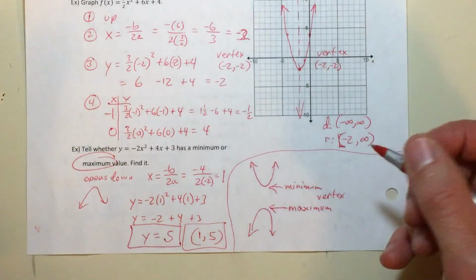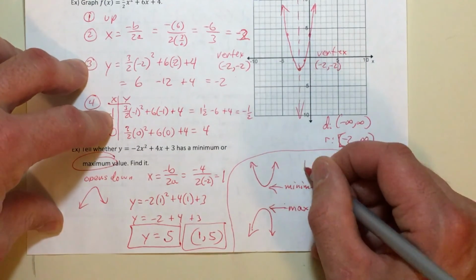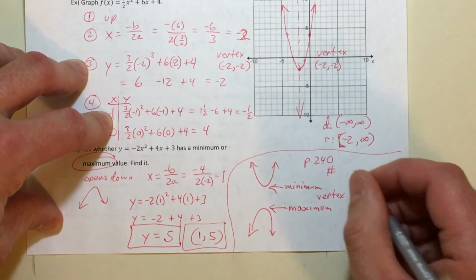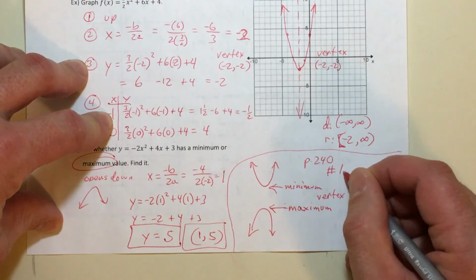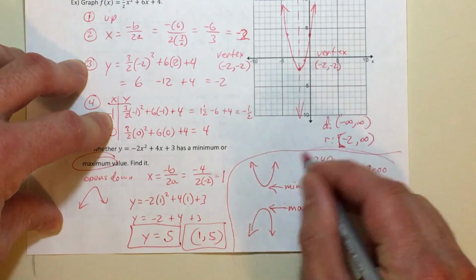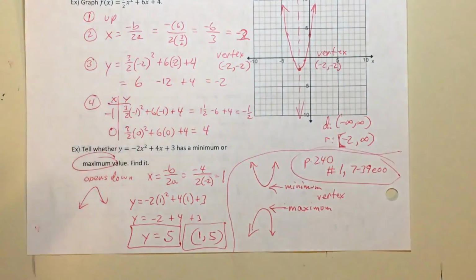Well, the practice for this, I already gave it yesterday. But page 240, or in the last video I should say, it's page 240, numbers 1, 7 through 39, every other odd. And there you have it.